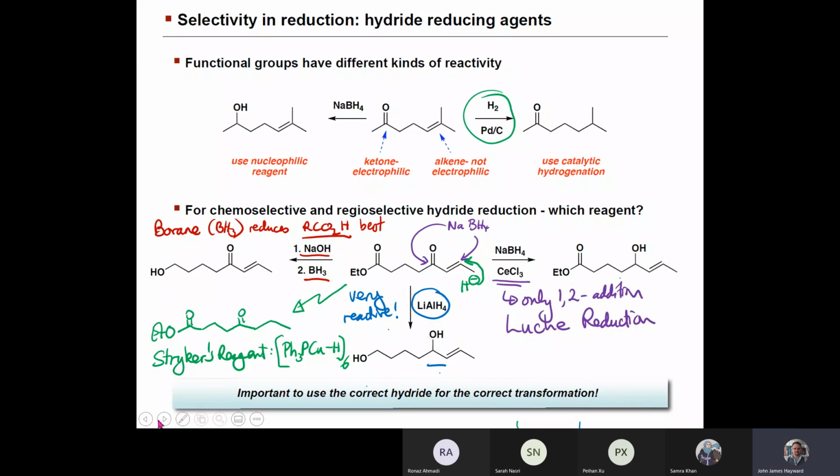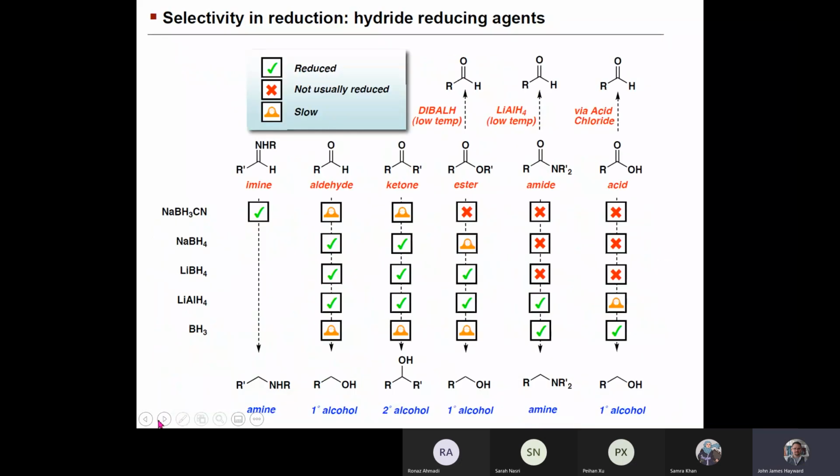So here is a useful table. Okay. This is a table of how the various different hydride reducing reagents react. Stryker's reagent isn't on there because it's a bit more unusual. But good to know if you're in Canada because Stryker is Canadian.